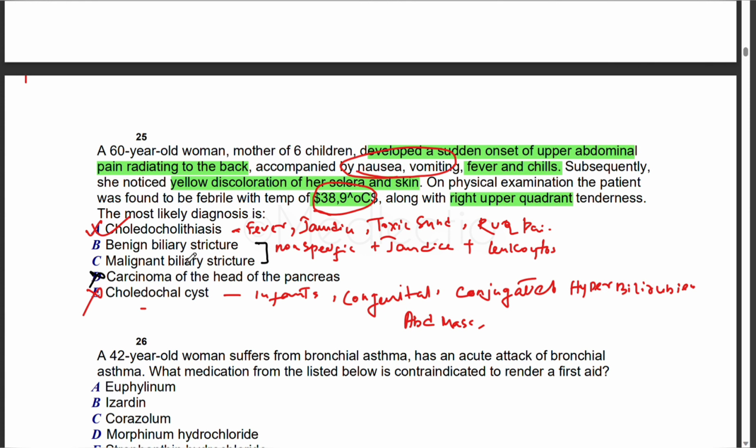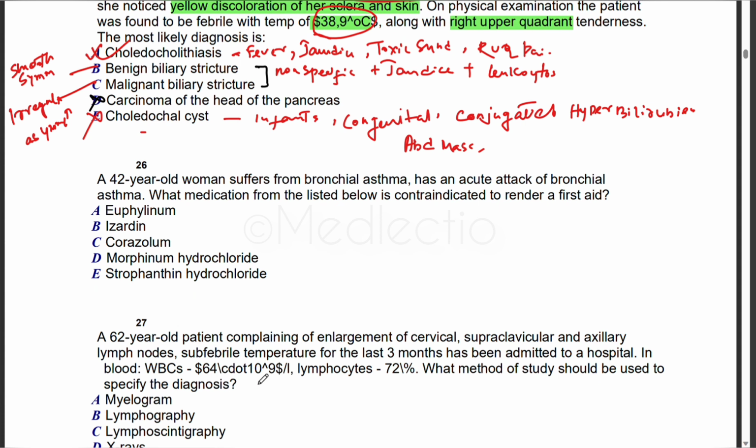But how do we differentiate benign stricture and malignant stricture? Benign stricture will be smooth, symmetric, and malignant will be irregular, asymmetric. Okay, that's all. So our answer is choledocholithiasis.